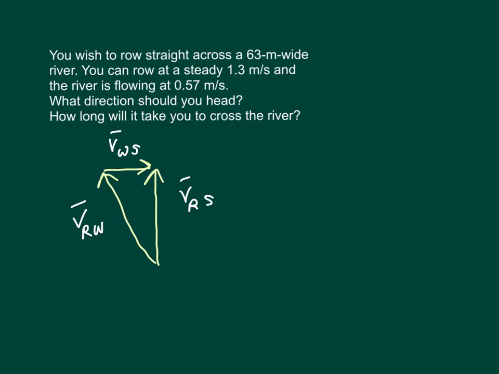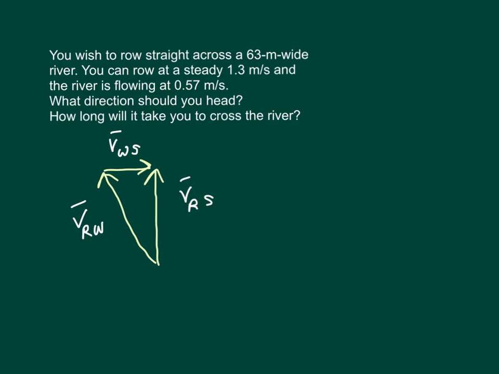We see that, I'm going to grab here the pointer, we see that this resultant vector V of the rower with respect to the shore is just the sum of the velocity of the rower with respect to the water and the velocity of the water with respect to the shore. And that makes sense. Tail to head gives us this resultant vector.